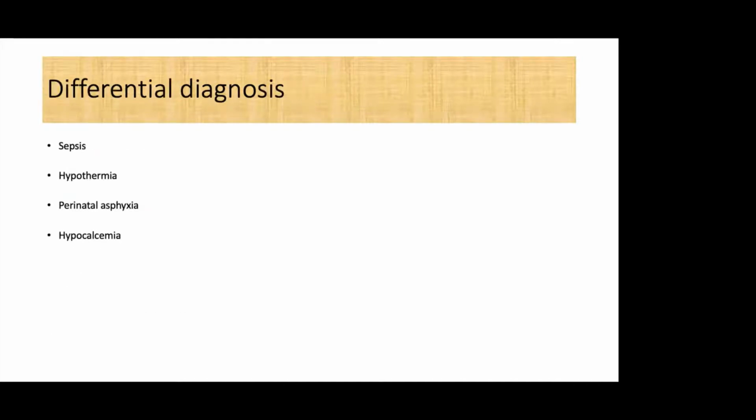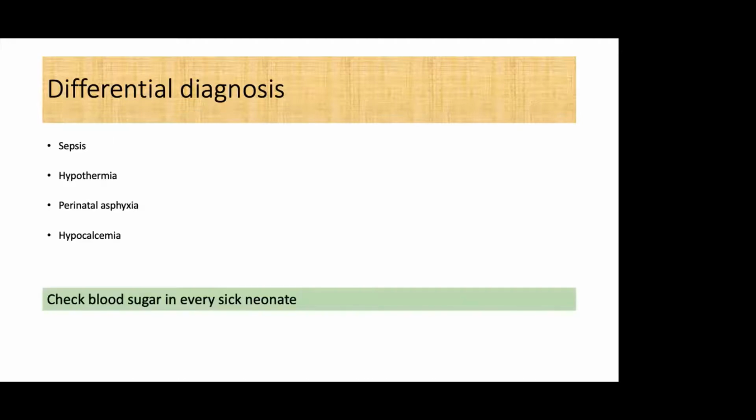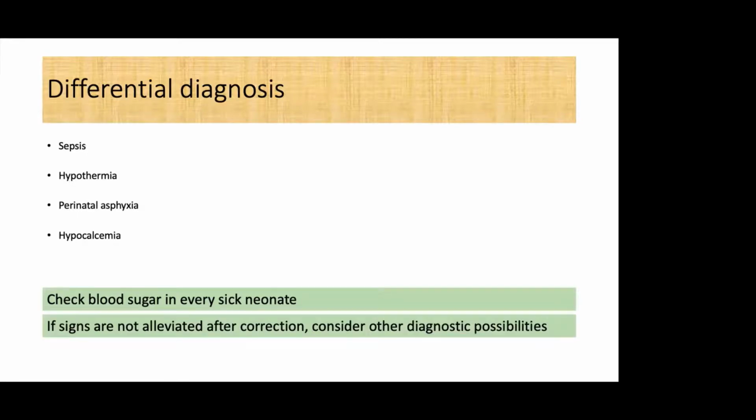So these are the common differential diagnoses, because the same clinical picture can be there with neonatal sepsis, hypothermia, perinatal asphyxia, hypocalcemia. So these are the common differential diagnoses of neonatal hypoglycemia. It is good practice to always check blood sugar in every sick neonate admitted to SNCU or NICU. And if the signs are not alleviated after correction of blood sugar, then we should consider other diagnostic possibilities.